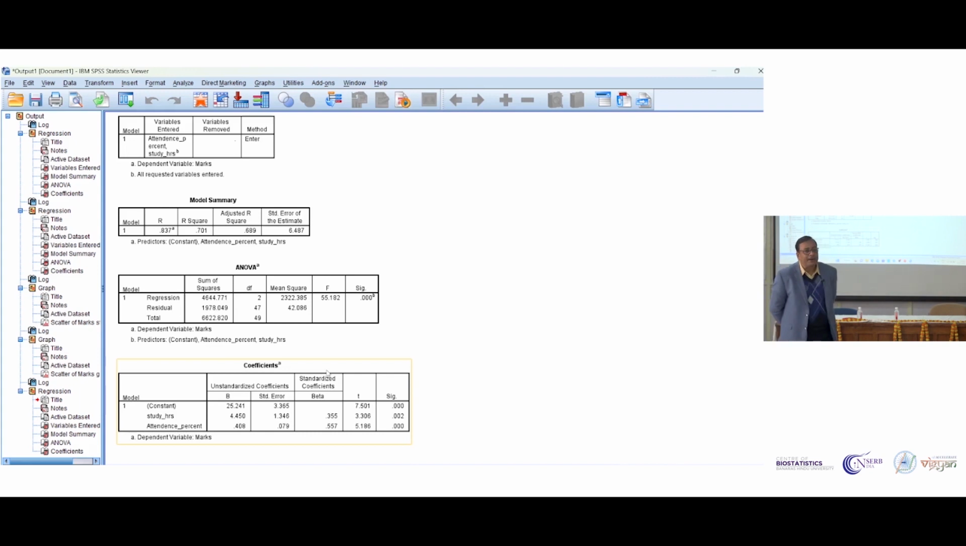Our model parameters are significant. अब आपकी इच्छा हो तो आप सबका टी वैल्यू लिखिए, सबका पी वैल्यू लिखिए, और नहीं तो एक लाइन में बोल दीजिए. ठीक है, पैरामीटर्स आर सिग्निफिकेंट.